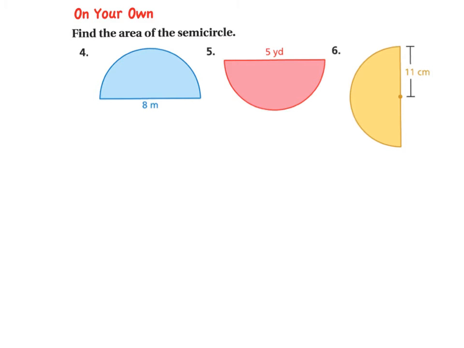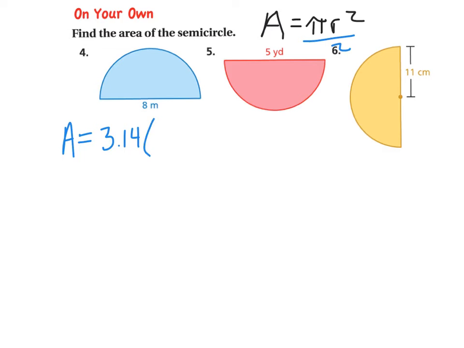So let's practice this. I'm going to write the equation up here at the top just to remind you. Our area is pi r squared. And since these are all half circles, once you get that answer, you're going to divide it by 2. But let's do number 4. And for all of these, since it doesn't tell you what to use for pi, I would use 3.14. So for this one, we have area equals our pi is 3.14. Now what's our radius? This is talking about the diameter here, so that's the full length. We want half of that, so our radius would be half of 8, which would be 4.